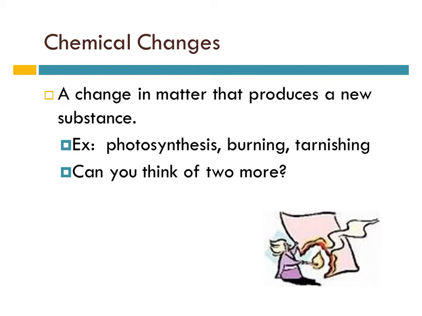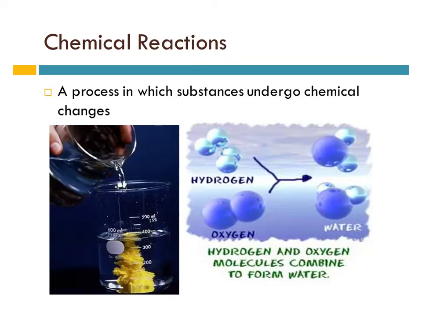And so a few examples here are photosynthesis, burning, and tarnishing. Those three things change the matter to the point where we can't really get the original substance back without doing another chemical reaction if necessary. And just like with physical changes, I want you to try to think of two more, either using your notes or maybe you remember on your own and you can think of two on your own, but we'll discuss those in class. So chemical reactions are processes where the substance undergo chemical changes.